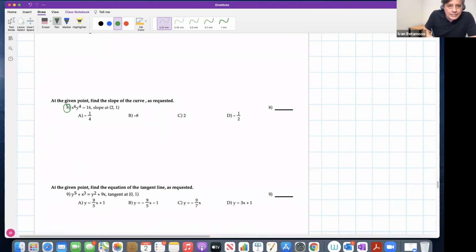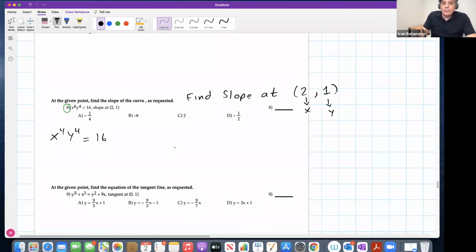Yeah, this is the equation x to the 4, y to the 4 equals 16. And they want you to find the slope at this point, (2,1), the slope of the tangent line, right? And remember, this is x, this is y, after you take derivative on both sides, right? So follow that shortcut and figure this out, guys.